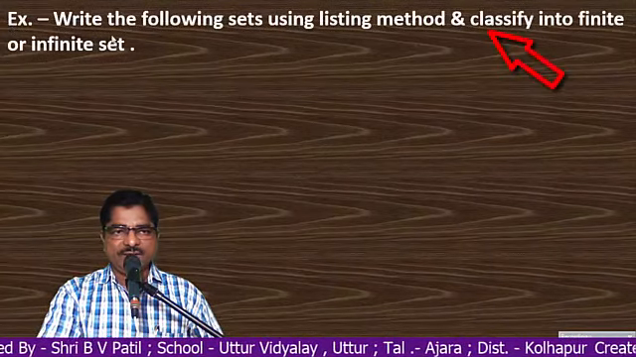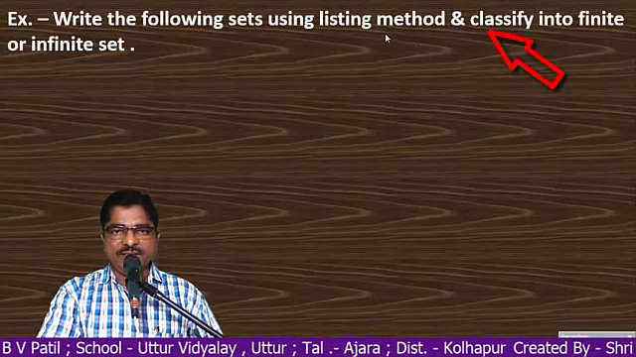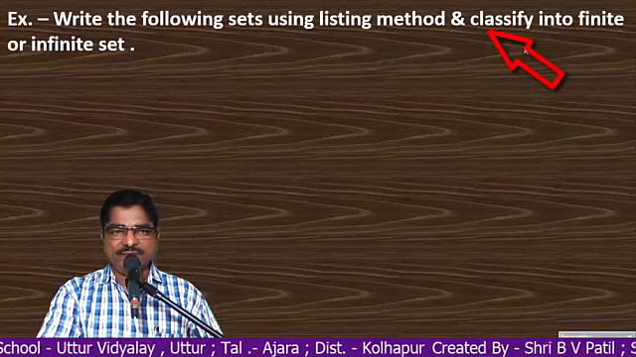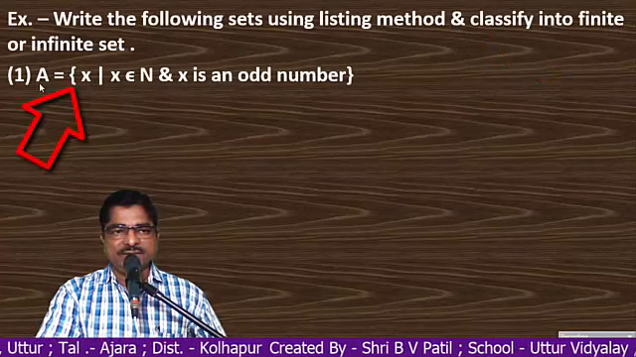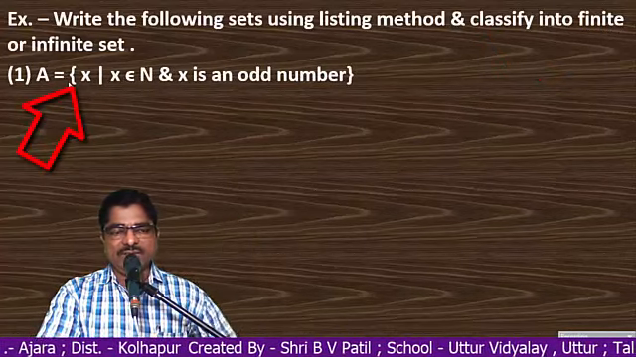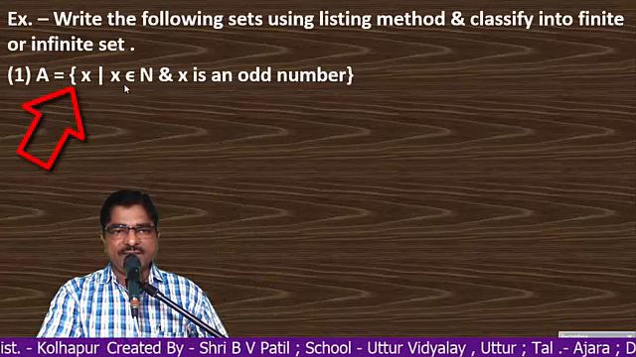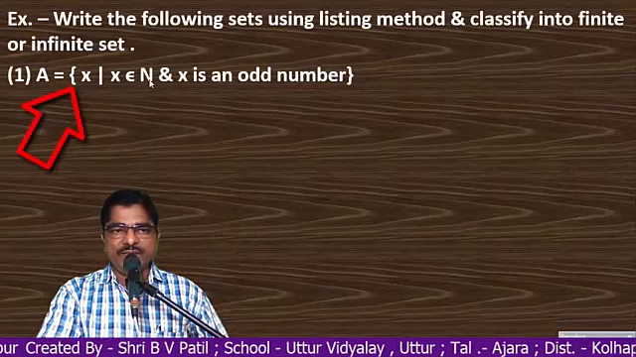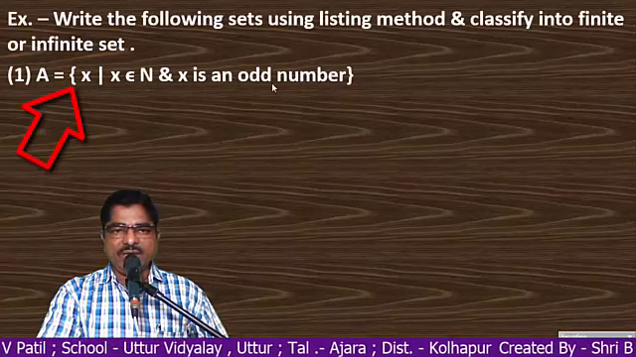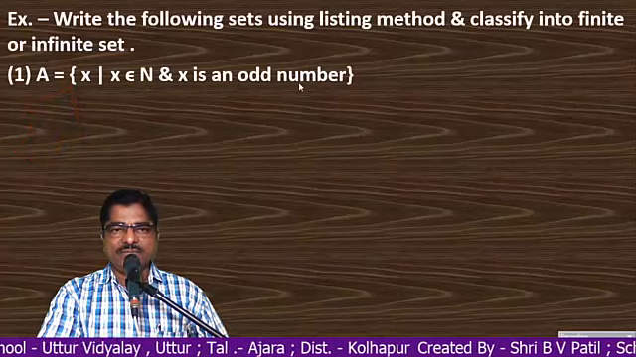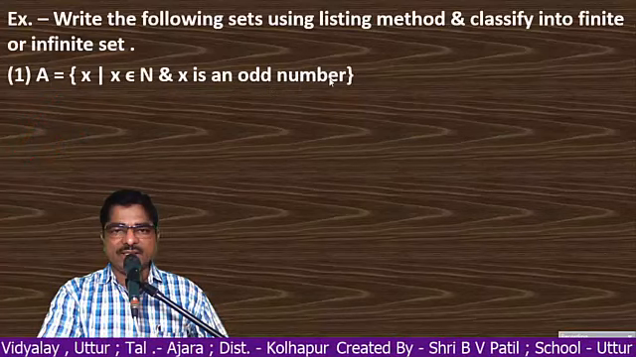Example here. Write the following sets using listing method and classify into finite or infinite set. First, A is equal to, in curly bracket, x such that x belongs to N. N means natural number and x is an odd number. Odd number means Visham Sankhya.